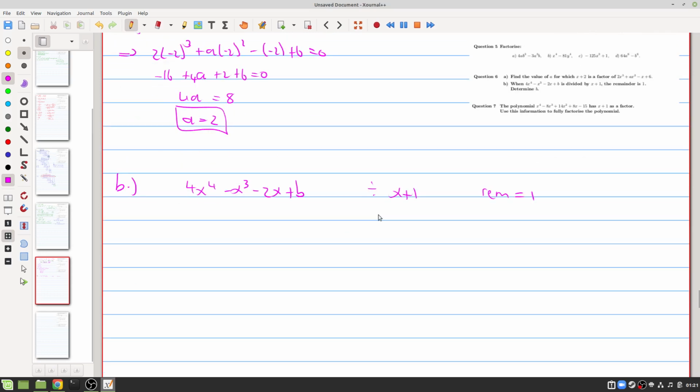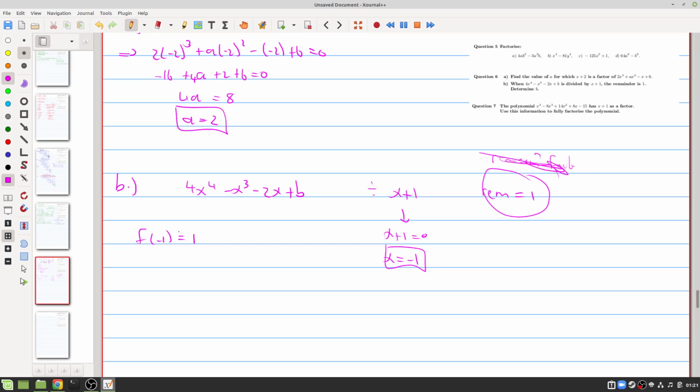Okay, so again, what we want to do is set this equal to 0. So x plus 1 equals 0, which means that x equals negative 1. So this is how we know what we're going to replace the x with. This means that f of negative 1 is going to be 1, because that equals the remainder. If it was a factor, the remainder would be 0, right? So if the remainder is 0, then we have a factor. But we're told the remainder is 1, so we just put it equal to 1.